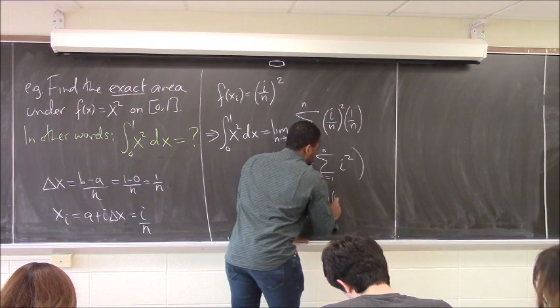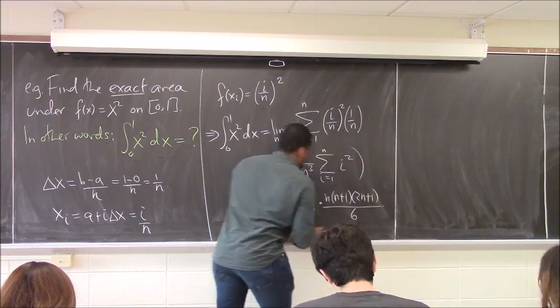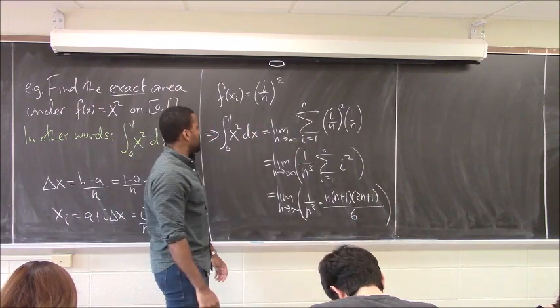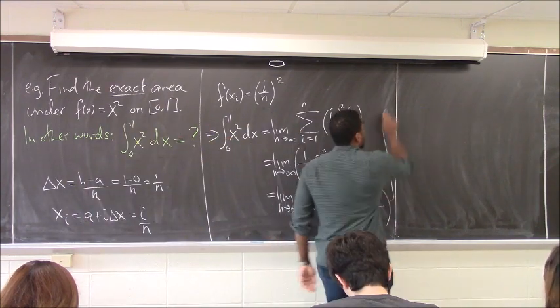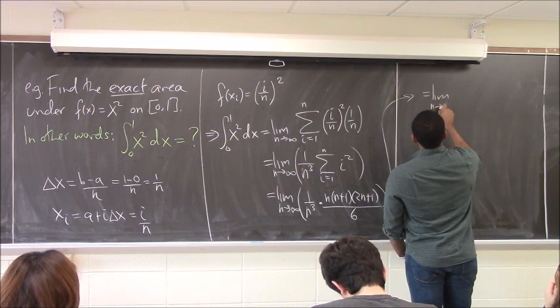That is n times n plus 1 times 2n plus 1 all over 6. Remember, all those formulas we need to have memorized. So it ends up being that to find this area, I need to compute this limit of a Riemann sum. And that's pretty much going to be the limit as n is approaching infinity.